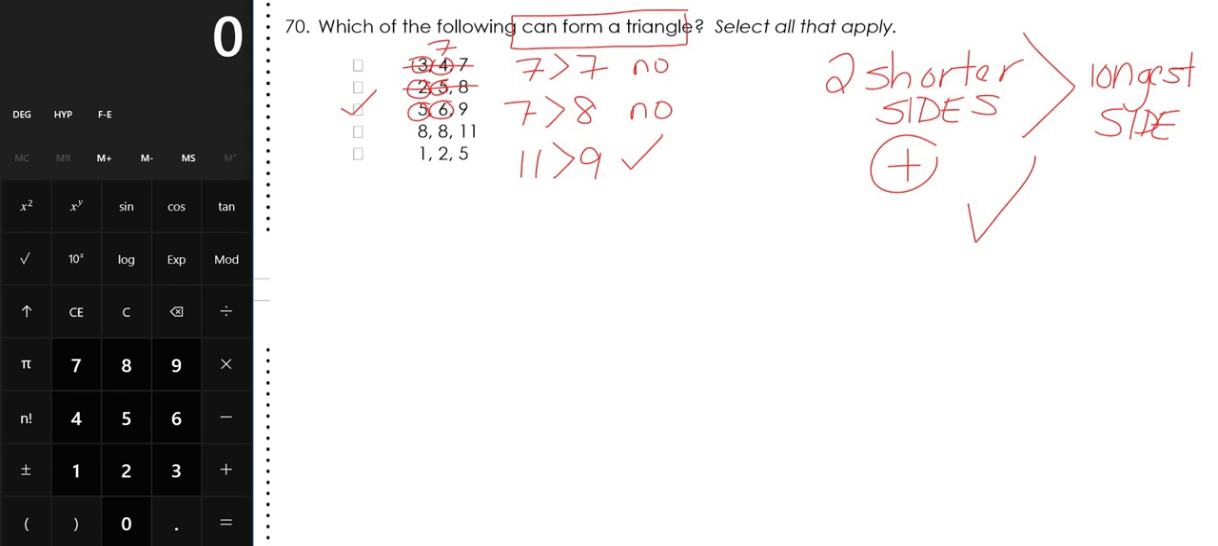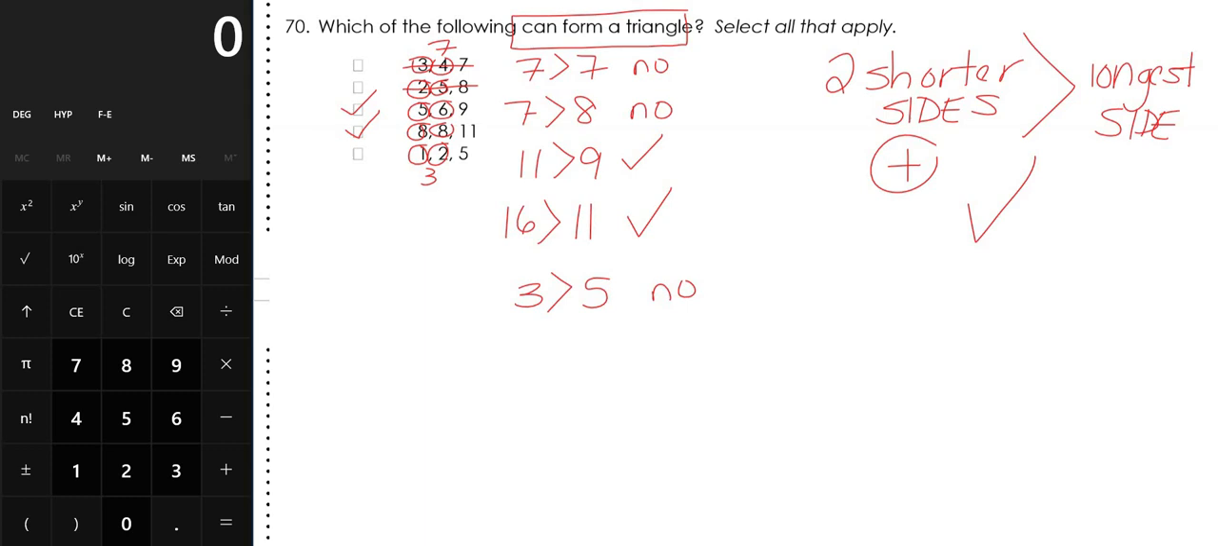The fourth one, we have 8, 8, and 11. Well, 11 is definitely your longest side, and our two shorter sides are 8 and 8. They're the same. So it's an isosceles triangle if it does form a triangle. 8 and 8 is 16. Is that larger than 11? Yes. So we're going to check off this option. It is an isosceles triangle. And our last one, 1 and 2. Those are our two shorter sides. That gives us 3. Is 3 larger than 5? No, it is not. So it will not form a triangle.